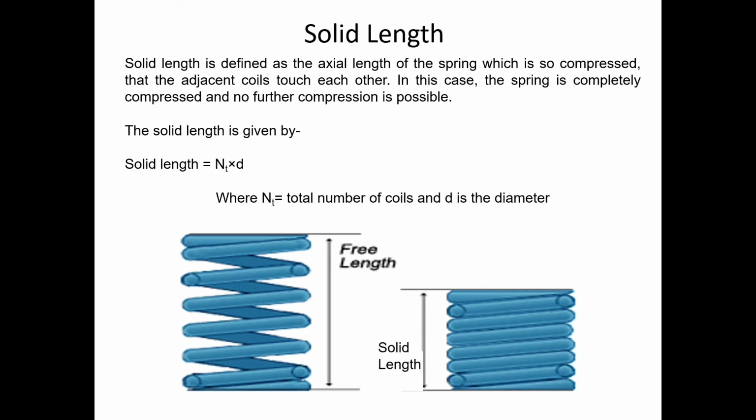And this is how you can calculate the solid length. Solid length equals NT into D, where NT represents the total number of coils and D represents the diameter of the wire, that means this.